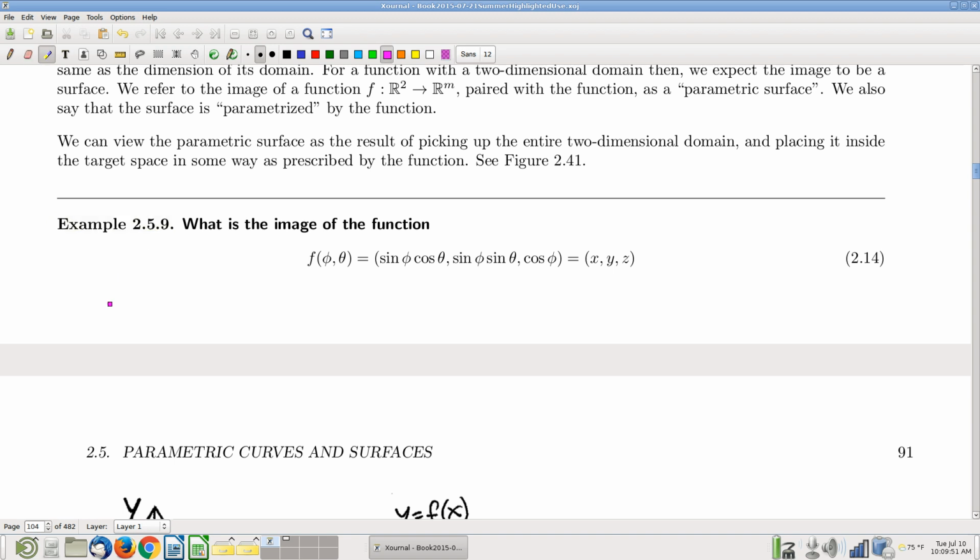Here's another one. What's the image of this function? Again, two input variables, phi and theta. Three output variables, x, y, and z. What do these outputs actually look like? You might notice this looks an awful lot like the spherical coordinate formulas that y'all have either memorized or nearly memorized. Hopefully this at least looks familiar. Right? In fact, if you were to stick a 1 in front of each of these, then with rho equals 1, this really is spherical coordinates.